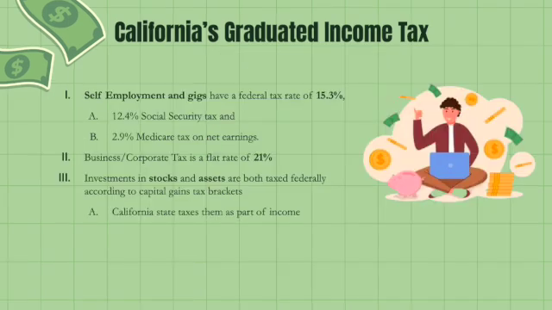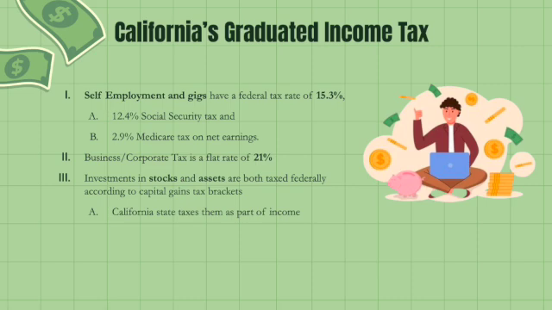There are 3 other main sources of income that get taxed aside from an ordinary job. The first one is self-employment and gigs, which has a tax rate of 15.3%. This splits down into 12.4% for Social Security tax and 2.9% for Medicare tax. Social Security tax is essentially tax that helps out the elderly and the disabled. This was enacted during the Great Depression just to help out people who need it, because a lot of people can't afford to work or are not able to work, so they need to be covered.